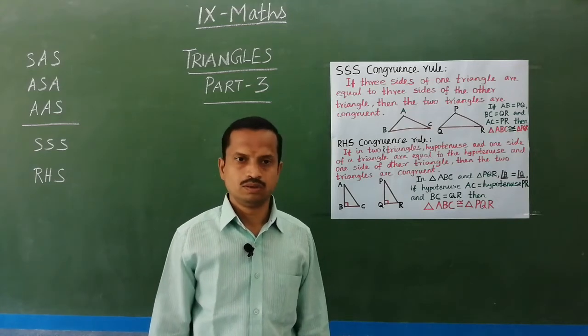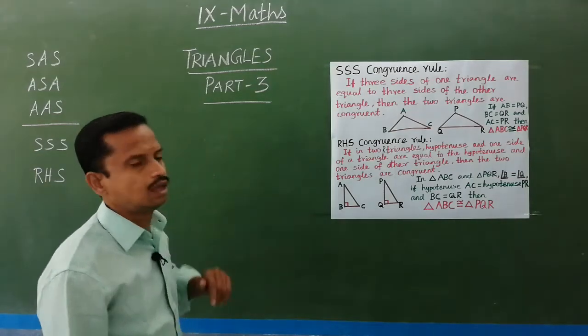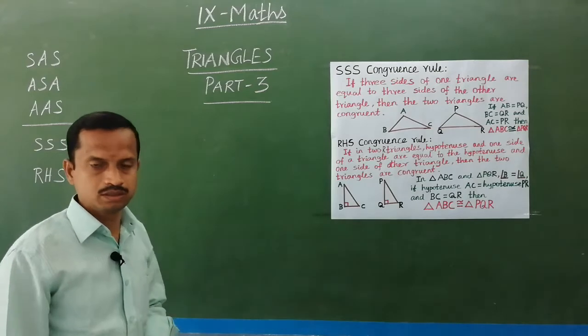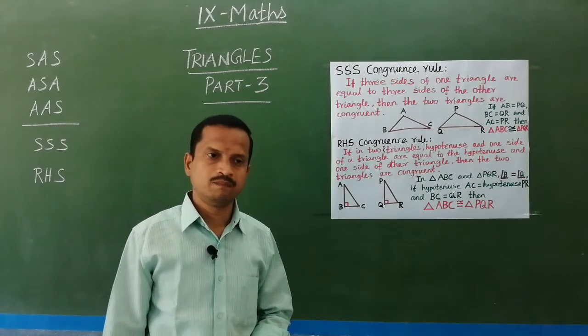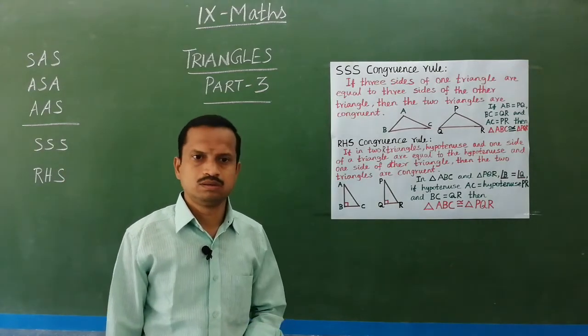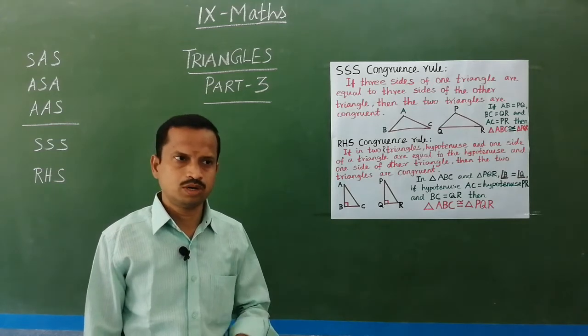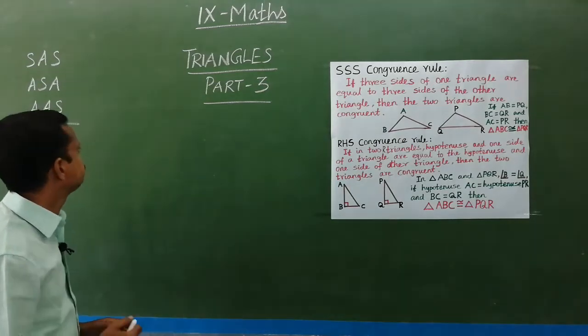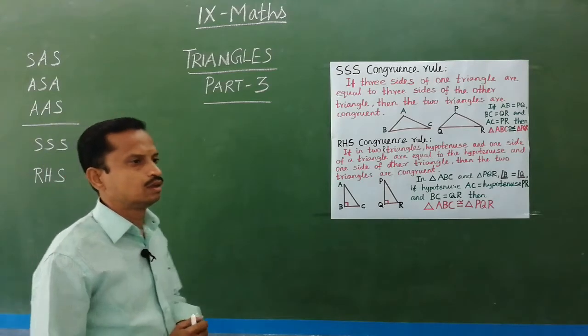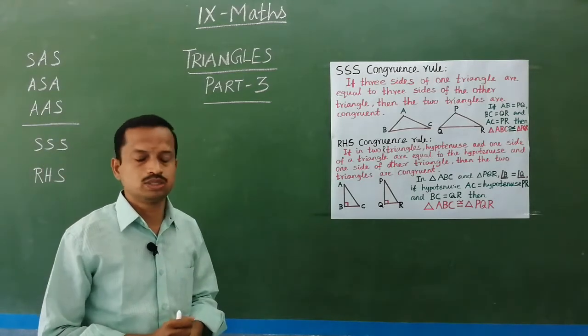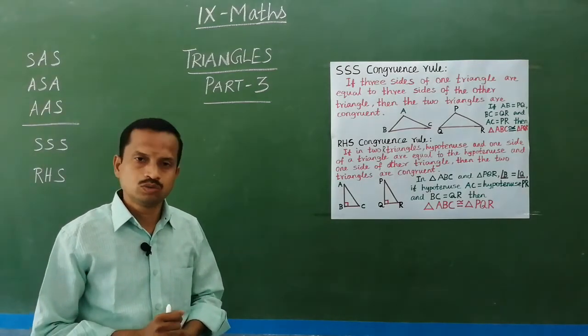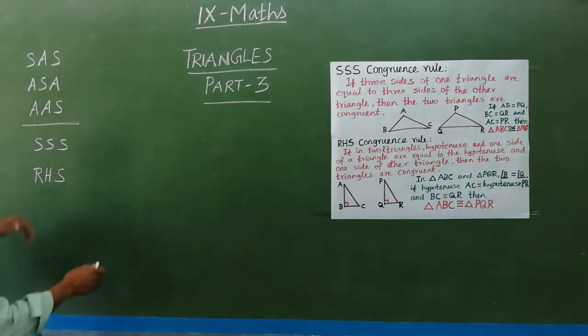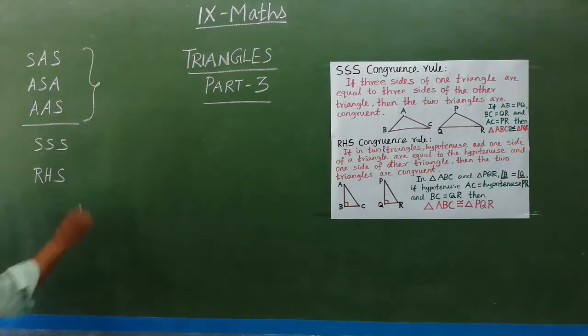Today we are going to see the class 9 maths, the chapter triangles part 3. In earlier classes, part 1 and part 2, we have seen triangles and their properties and also the congruence rules. So these are the first 3 rules.